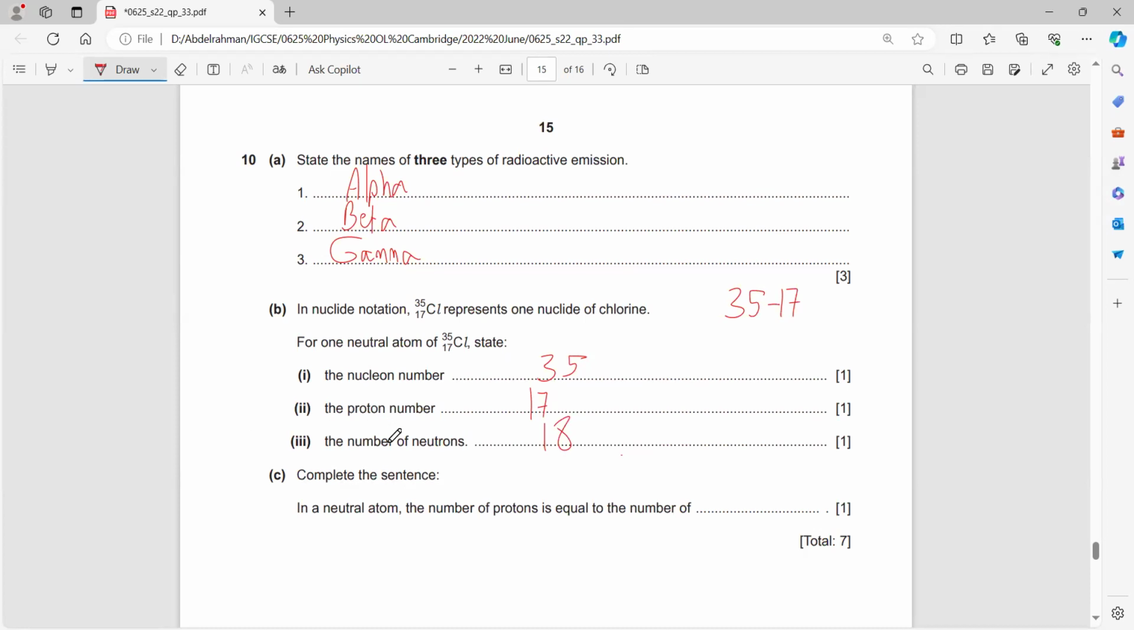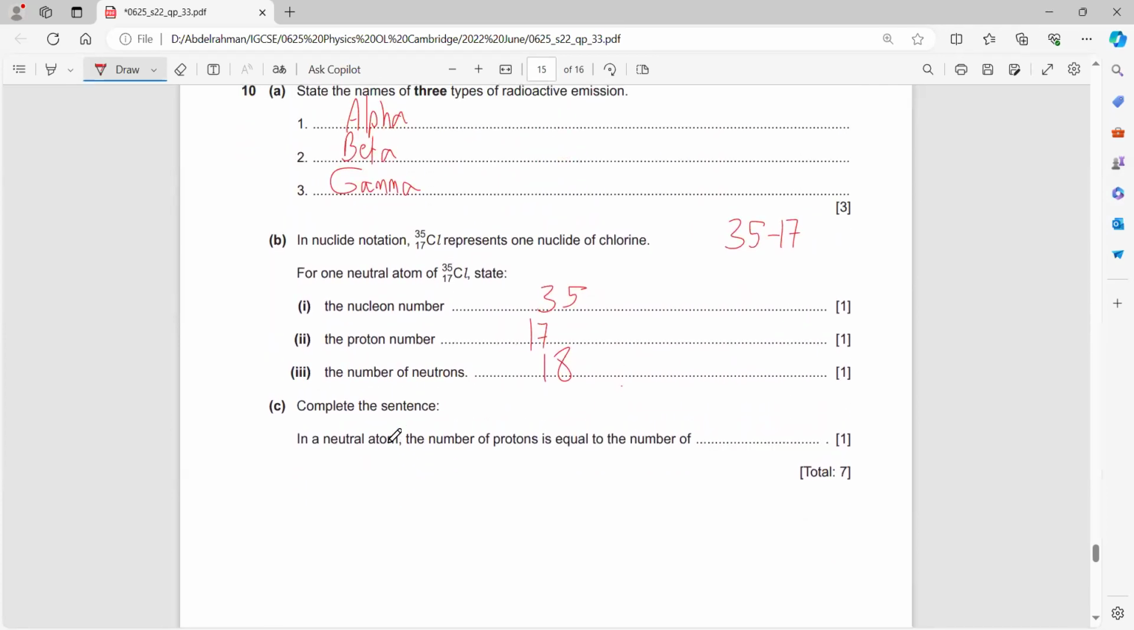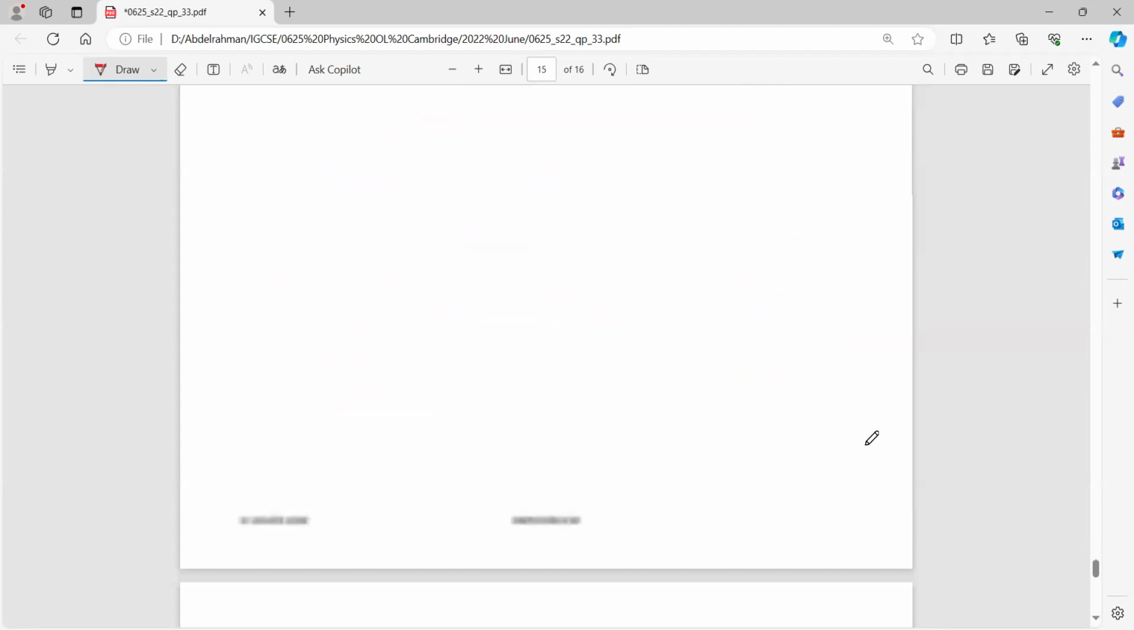Complete the sentence. Electrons. In a neutral atom, the number of protons is always equal to the number of electrons. Bravo, guys. Well done. That's it, the exam is finished.